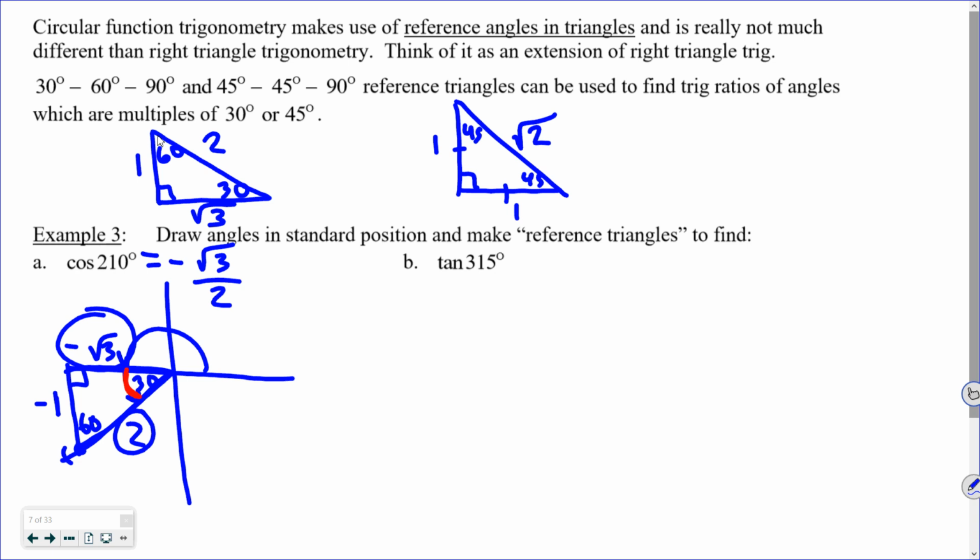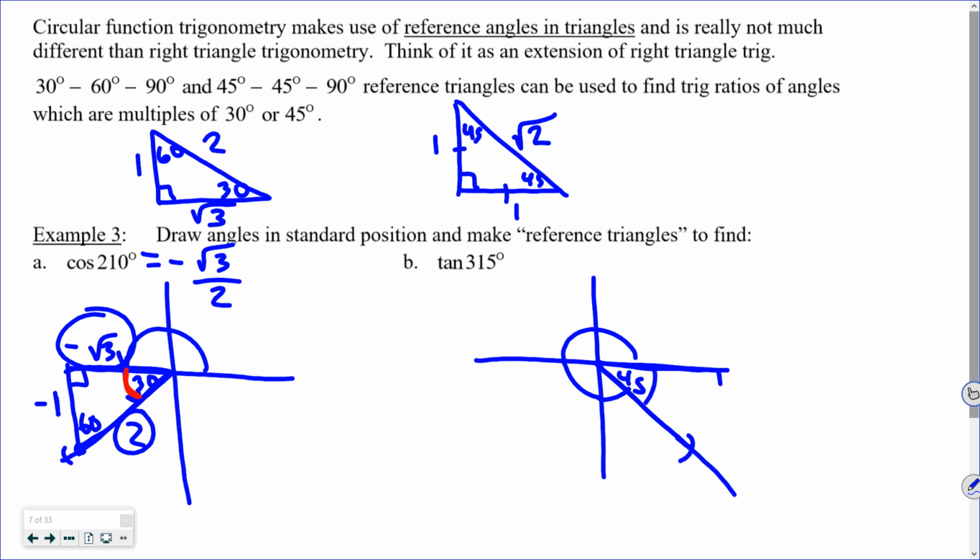You've got the tangent of 315 degrees. So draw an angle that represents the 315 degrees. So this would be 180. That would be 90 more, so 270. So if I go 315 minus 270, I have to go 45 degrees more. So this angle right here is 45. And that's the angle we use, right? It's always the angle between the terminal side and the closest part of the x-axis. We always use that angle right there.